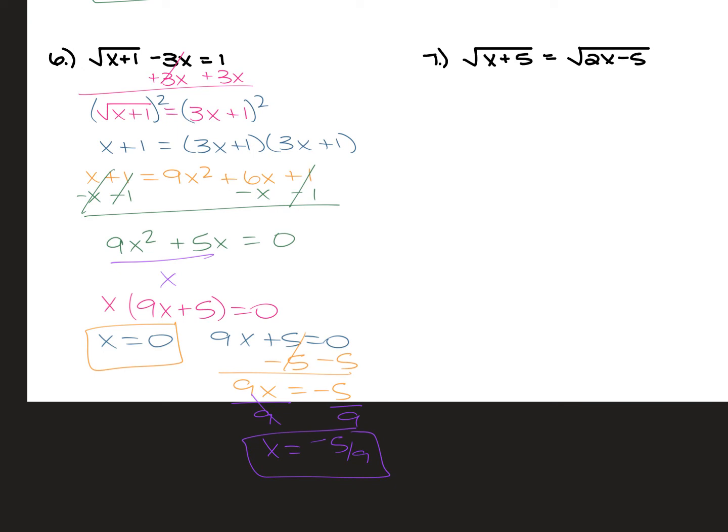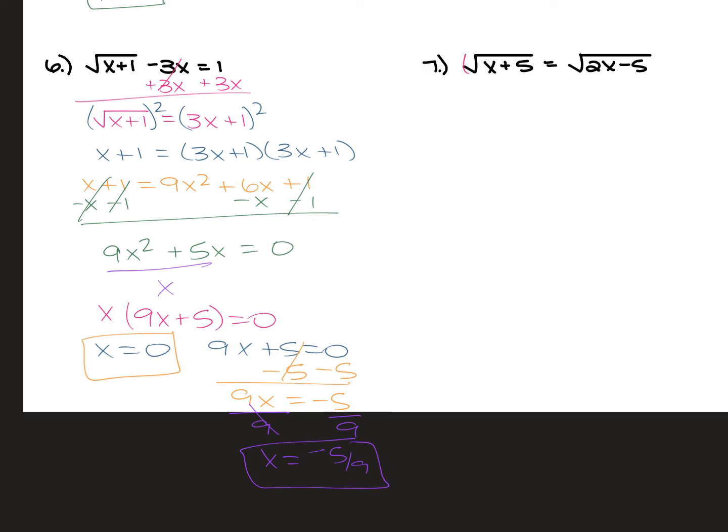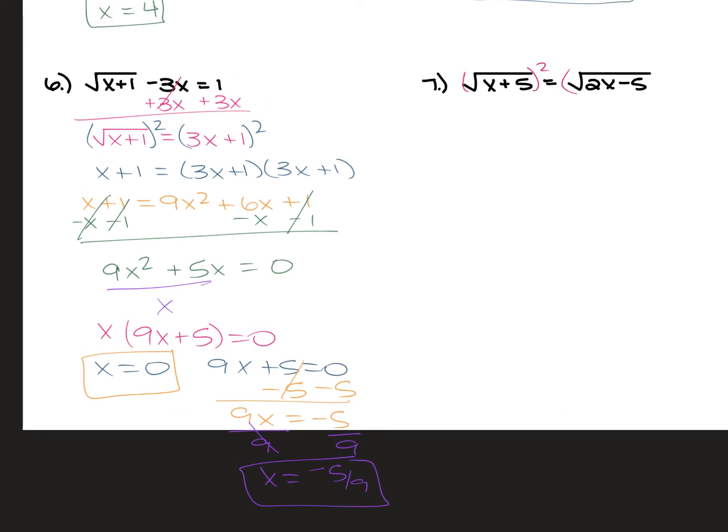For number 7, you have the square root of x plus 5 is equal to the square root of 2x minus 5. For this one, we're going to start by squaring both sides. That will get rid of your radicals to where you're just working with x plus 5 is equal to 2x minus 5. Move your x over by subtracting it from both sides.